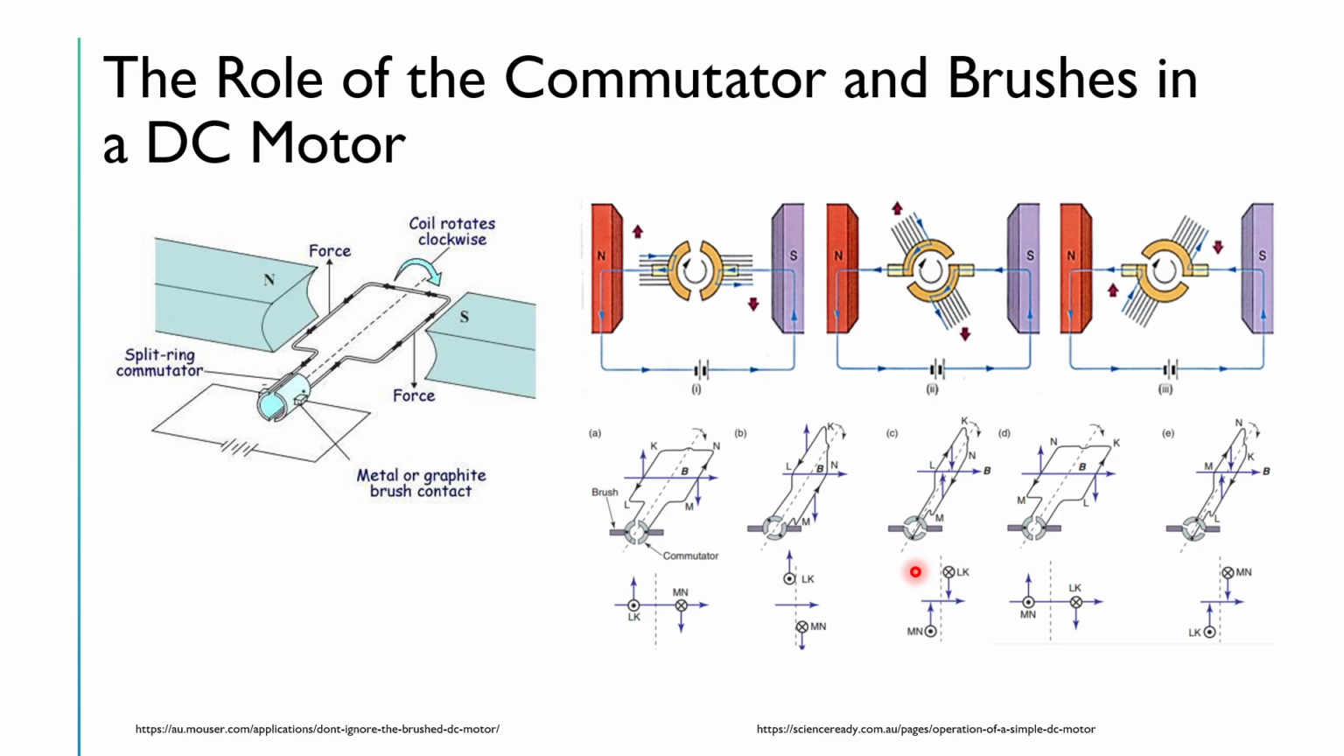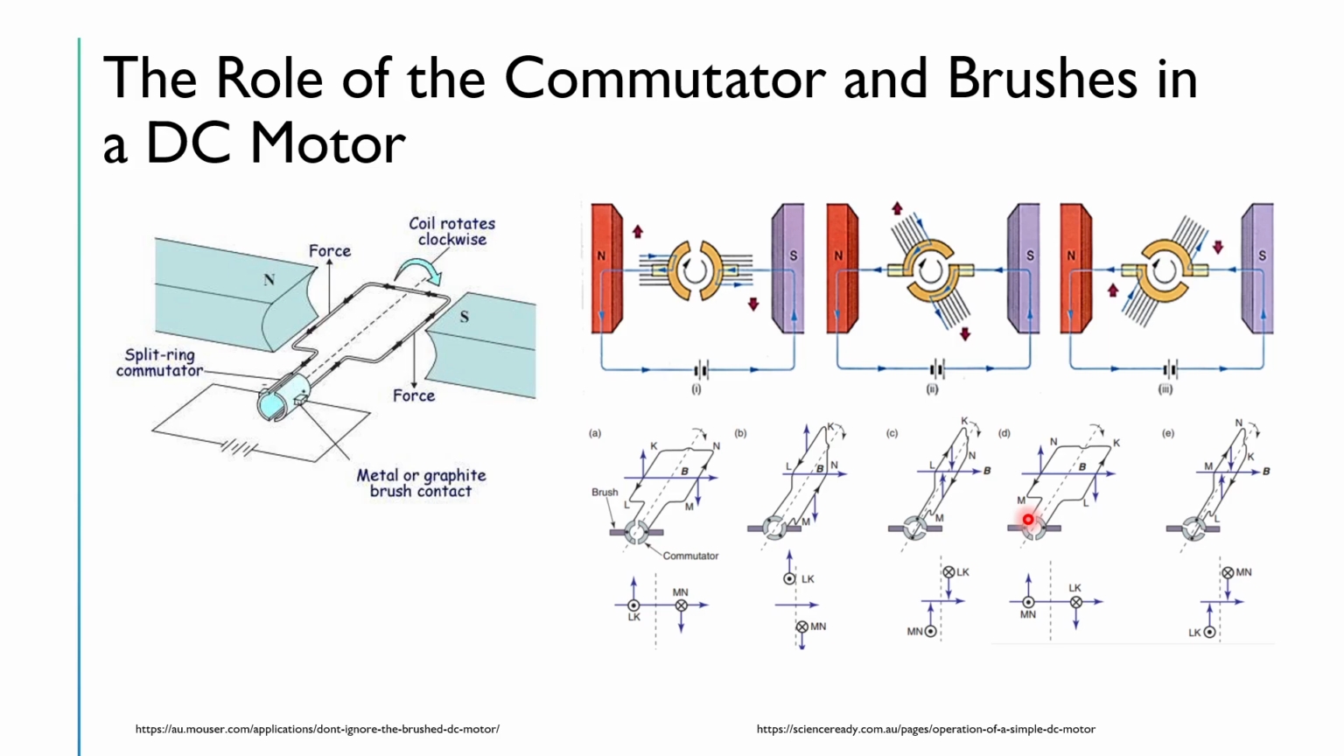a full turn and the commutator flips. Each brush is now in contact with the other commutator half. And what we should be able to see is, as that turns over, the current running through the commutator flips. So instead of current going from K to L like it does in the first two images, we now have current going from L to K. And when that flips over, when we get back to this flat scenario, we can actually see that current is still running in an anti-clockwise direction around the loop.